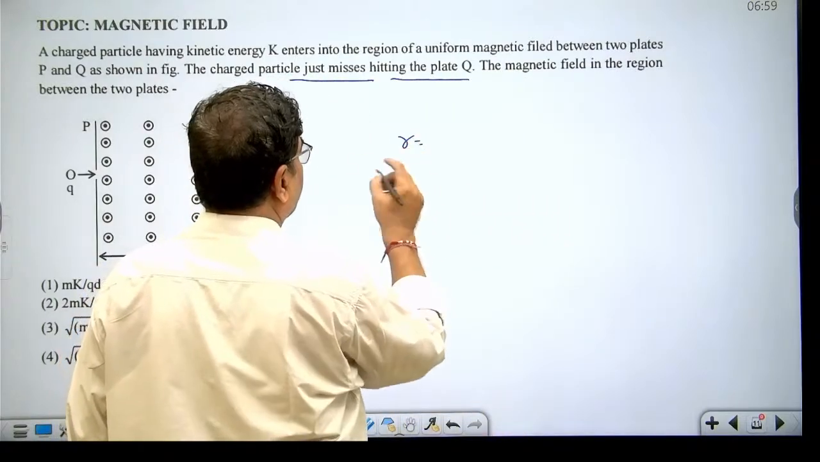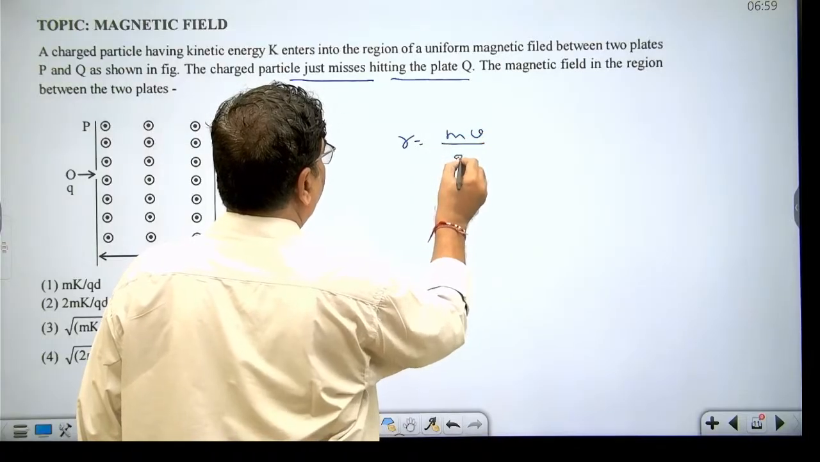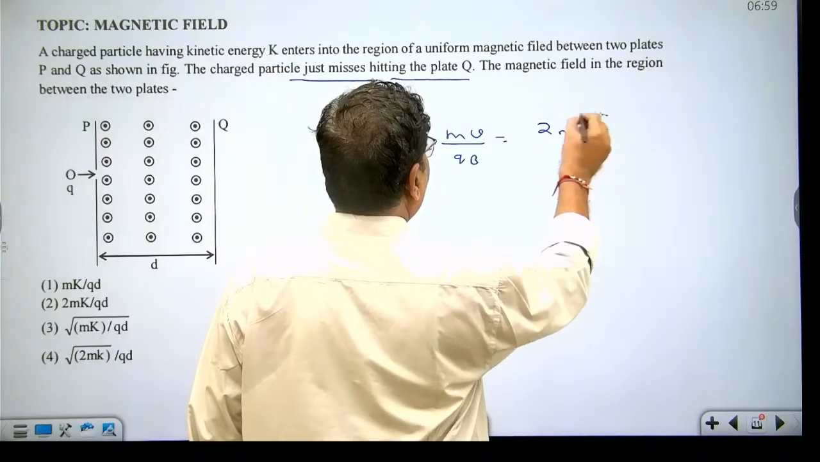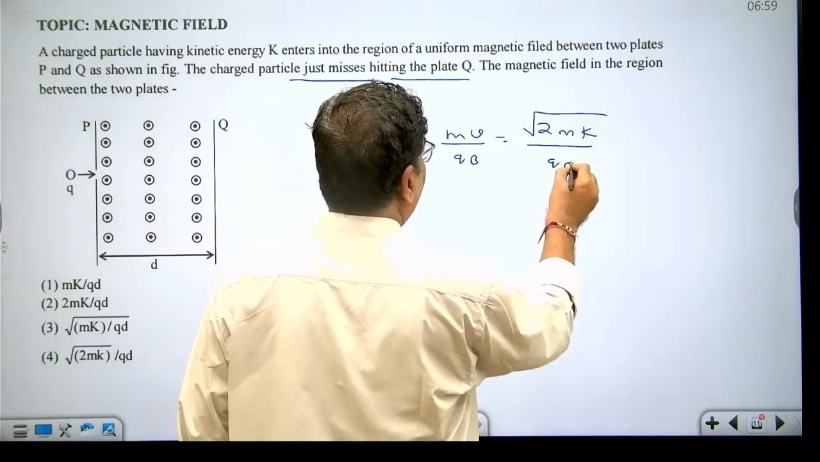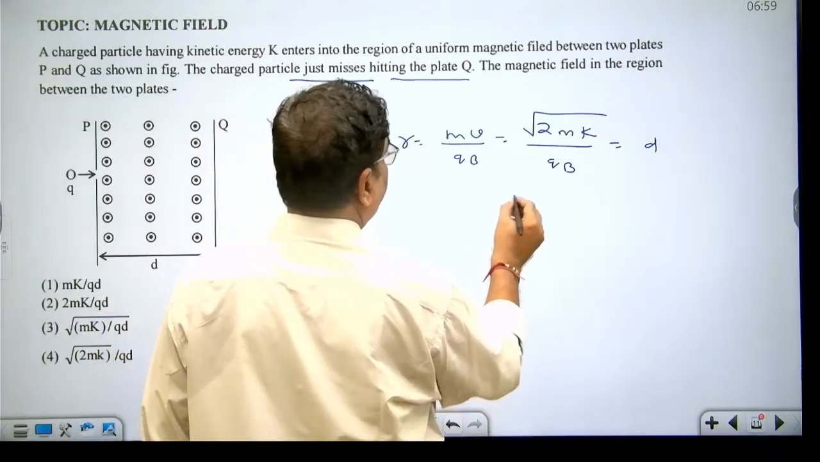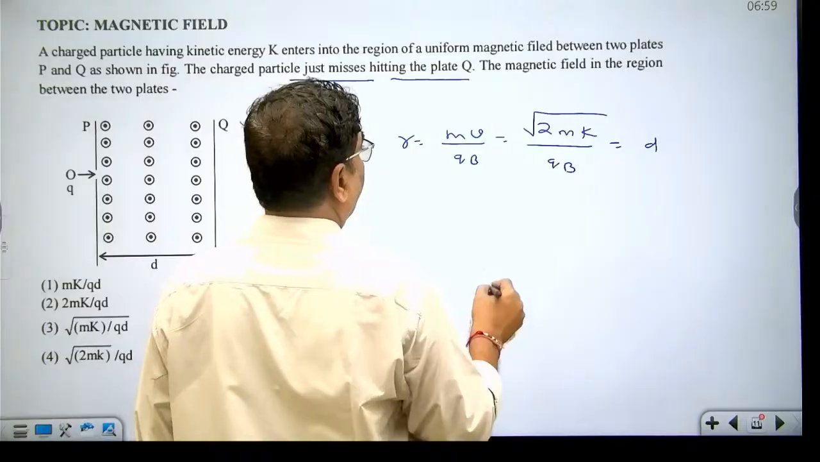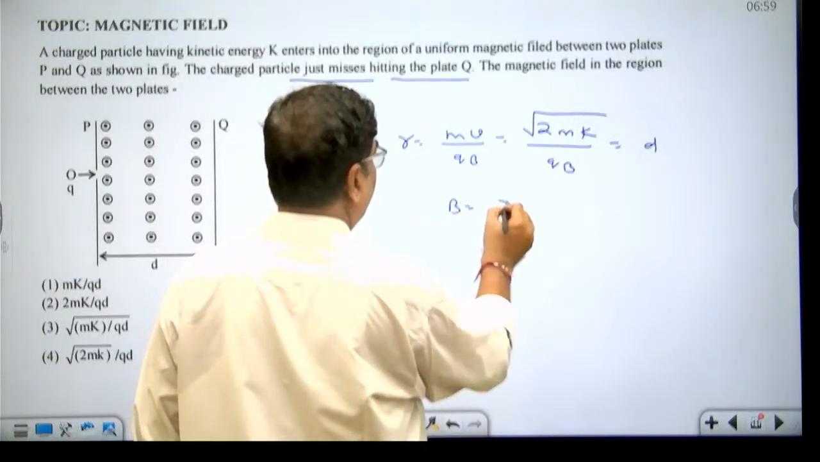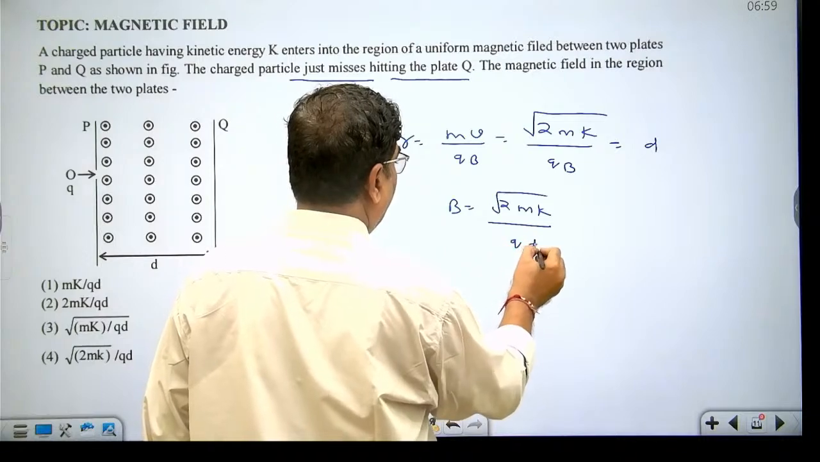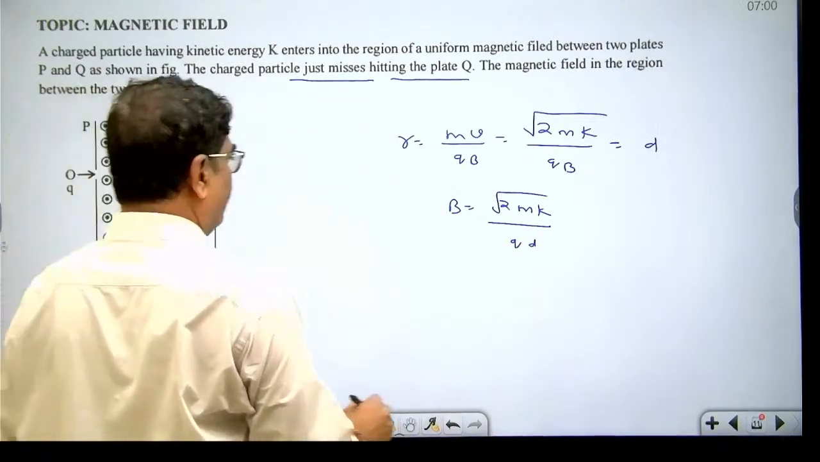Dear student, whenever a charged particle moves perpendicular to the magnetic field, the path is circular, R equals mv upon qB, and mv can be written as under root 2mK, where K is the kinetic energy. And in this case, R should be equal to d. So we can find B: d equals under root 2mK upon qB, so B equals under root 2mK upon qd. So out of 4 choices, the correct answer is option 4.